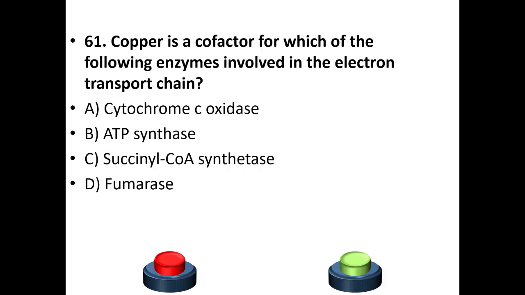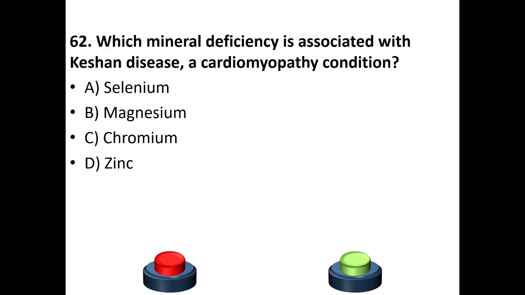61. Copper is a cofactor for which of the following enzymes involved in the electron transport chain? Cytochrome c oxidase, ATP synthase, succinyl CoA synthetase, fumarase. Which is the answer? Here the answer is A, cytochrome c oxidase.